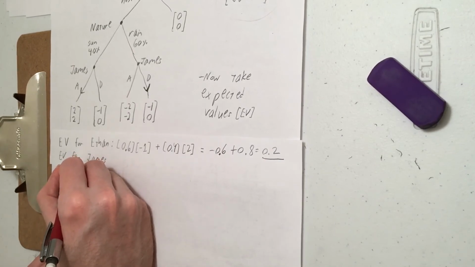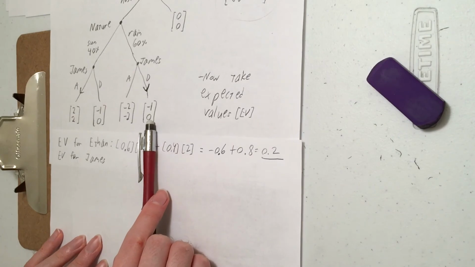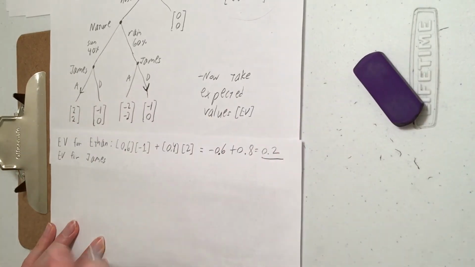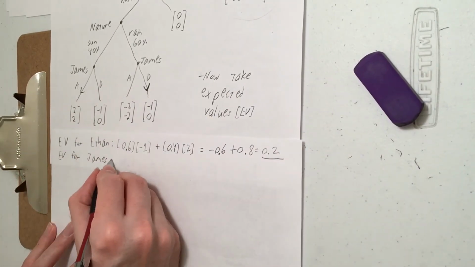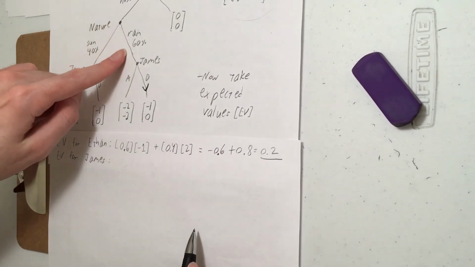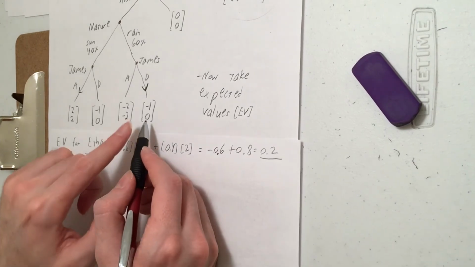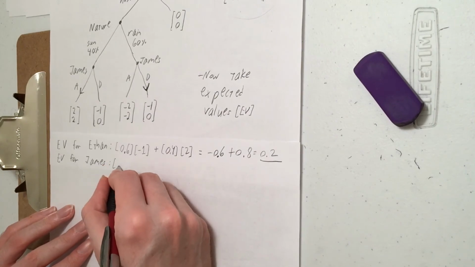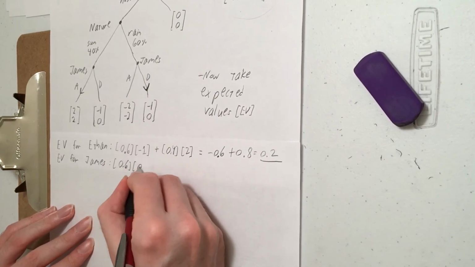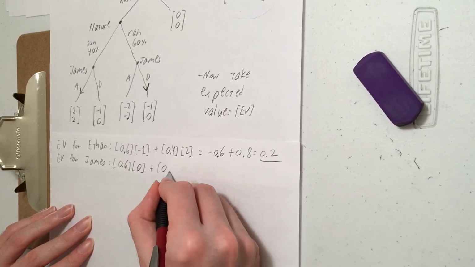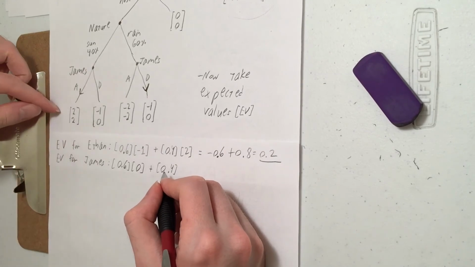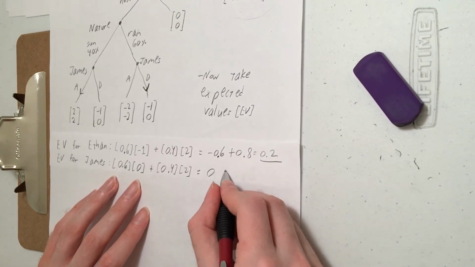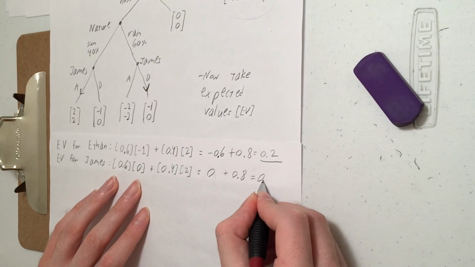Now here we cannot appeal to symmetry because this path here is not the same for both players, so we've got to find the expected value for James separately. With probability 60%, it's rainy. James declines and gets a payoff of 0. With probability 40%, it's sunny. James says yes. Payoff is 2. So that's going to be 0 plus 0.8, which is 0.8.